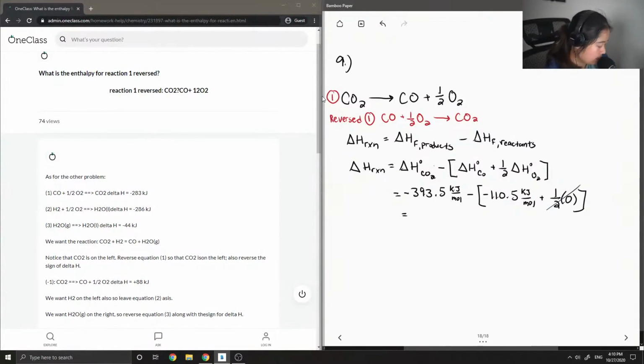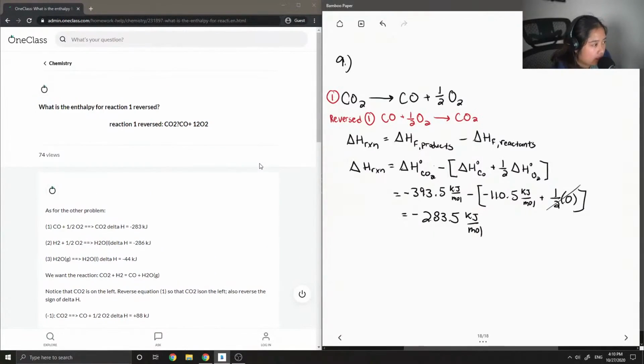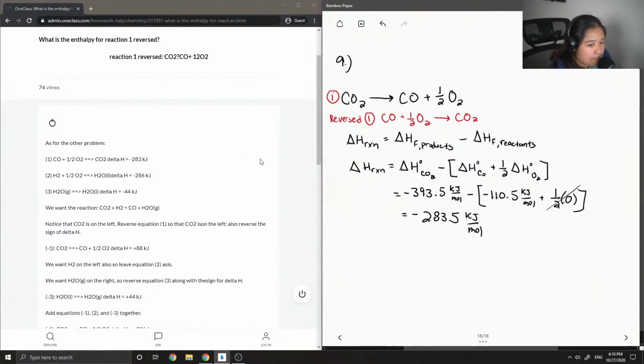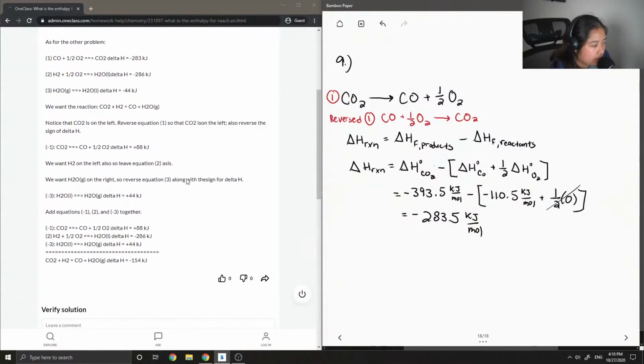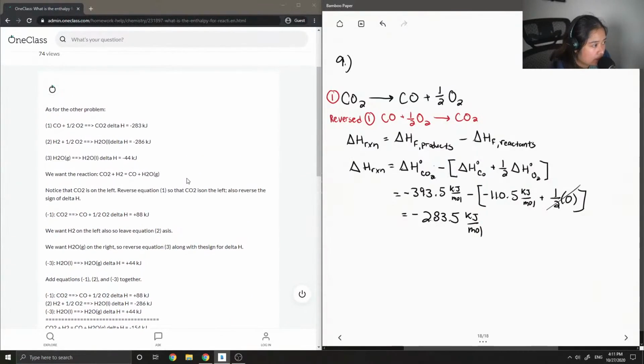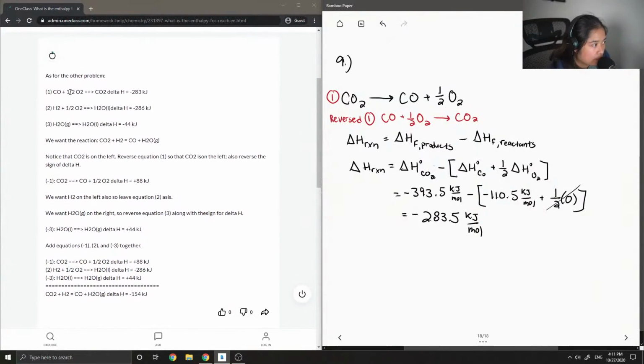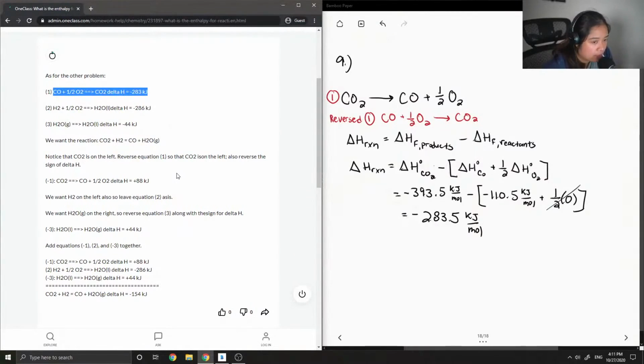And then we have the delta H of reaction going to be equal to negative 283.5 kilojoules per mole. So I think that the junior tutor might have gotten it from like a different question. Okay, but it also looks like they got this negative 283. So we know that that answer was correct.